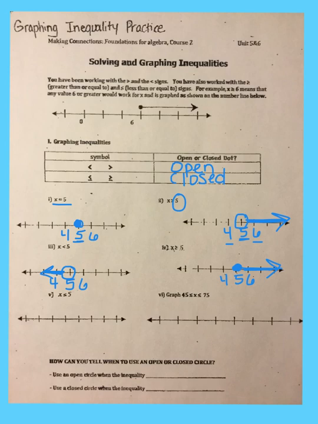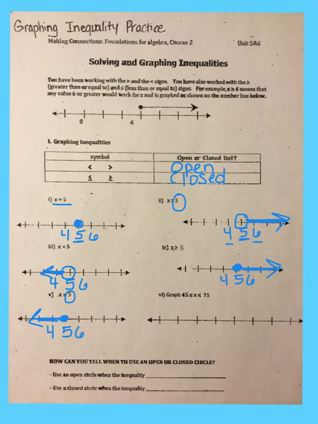And for the last one, we have x is less than or equal to 5. And again, I need to make sure I have 3 numbers. The number that I am graphing, which is 5. And this time 5 is also included. And I shade in the direction of the 4.